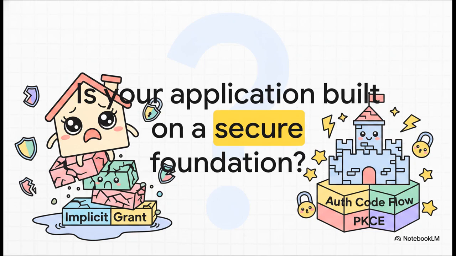And that's what this all boils down to. Using an old, outdated authentication flow, it's like building your brand new house on a crumbling foundation. It's just not a good idea. So the question to ask yourself is, what foundation is your app built on? If you're still on the implicit grant, now you know why it's time to start planning that upgrade to something more secure, more robust, and ready for the future.